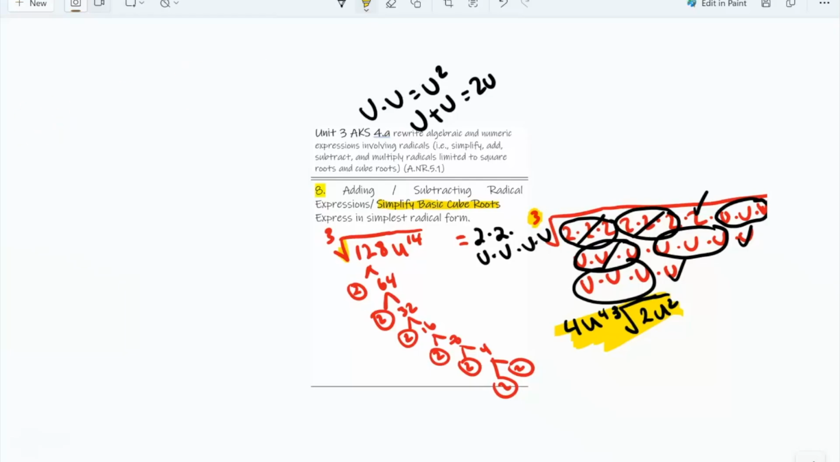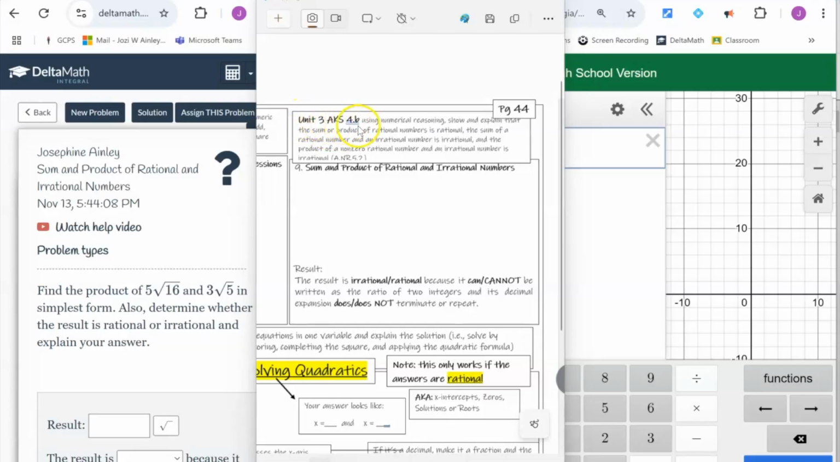Let's practice. All right, so we're going to take a look at AKS 4B. Again, it's very similar. The only difference is that we need to explain that the sum or product of rational numbers is rational. The sum or product of a rational and an irrational number is irrational, and the product of a non-zero rational number and an irrational number is irrational.